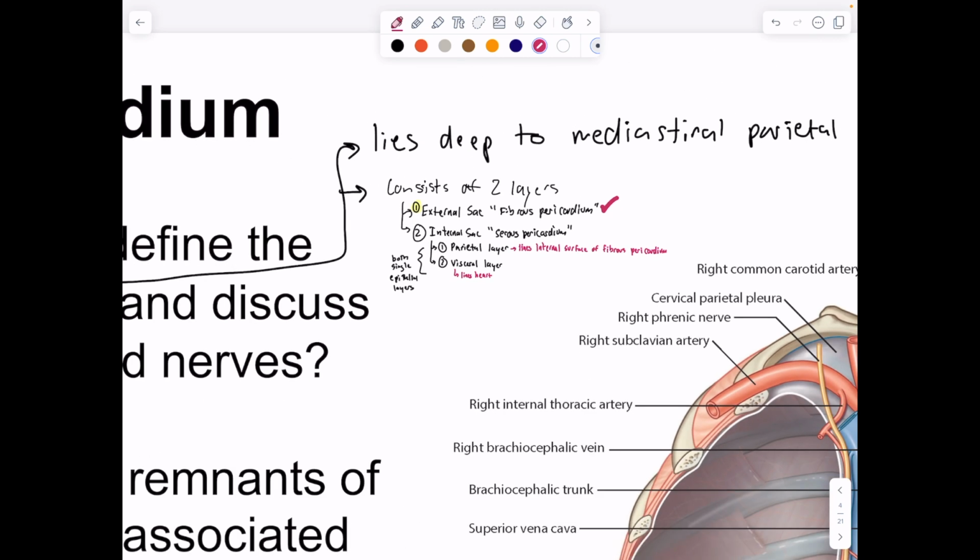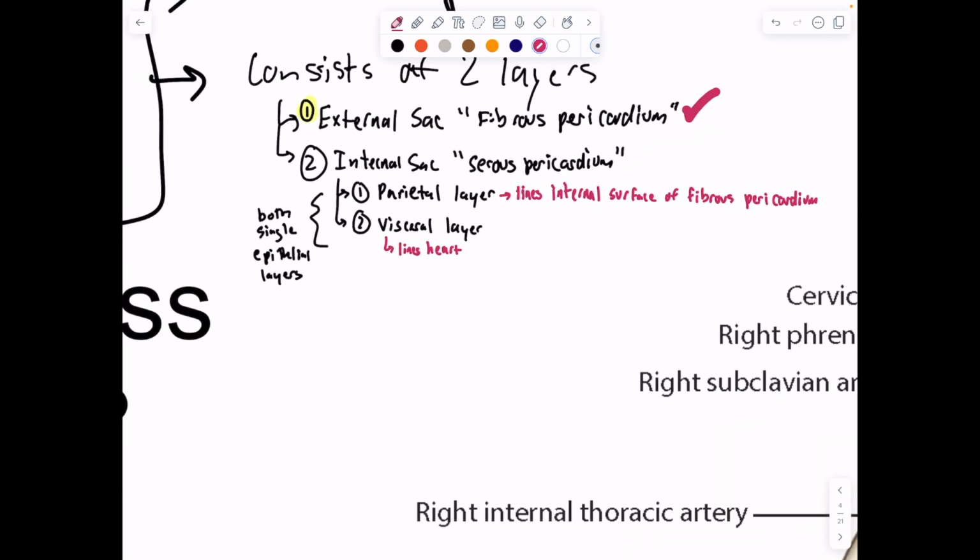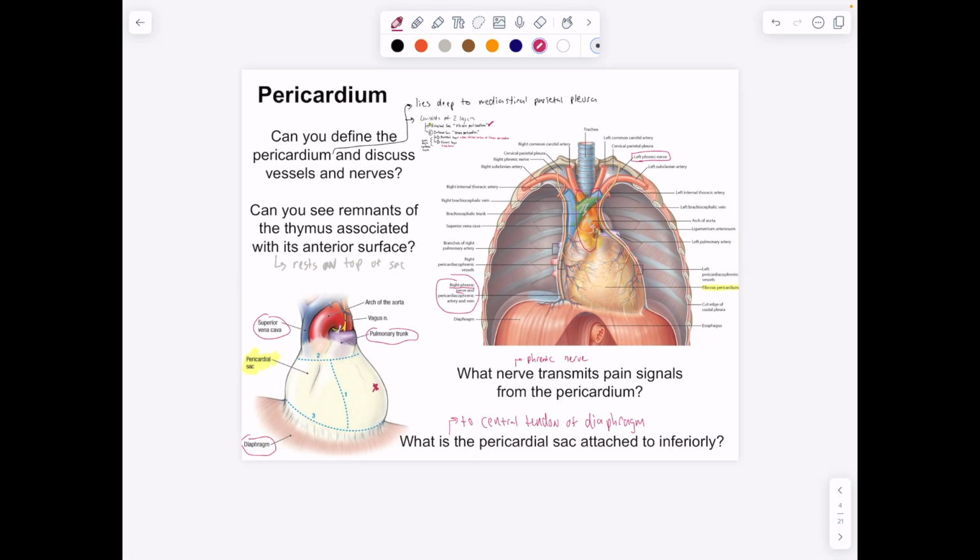And then we have the internal sac, which is the serous pericardium, serous meaning it's a layer that's in contact with fluid. In between those layers of the internal sac, you're going to have pericardial fluid that allows the heart to move around. But the internal sac, and we'll see more of this in just a second, actually has 2 layers: the parietal layer, which is adjacent to the fibrous pericardium, and then a visceral layer, which lies on the heart.